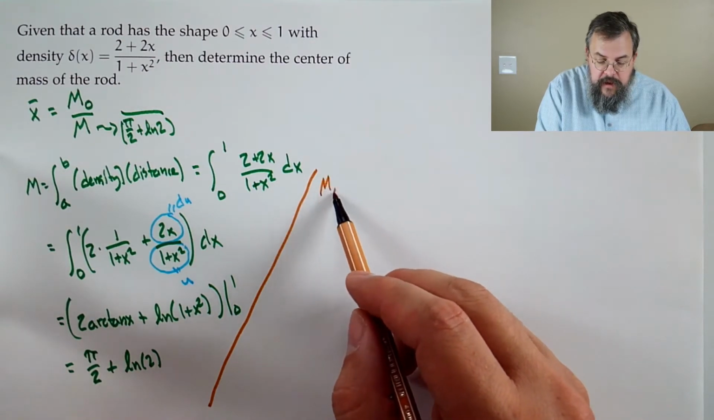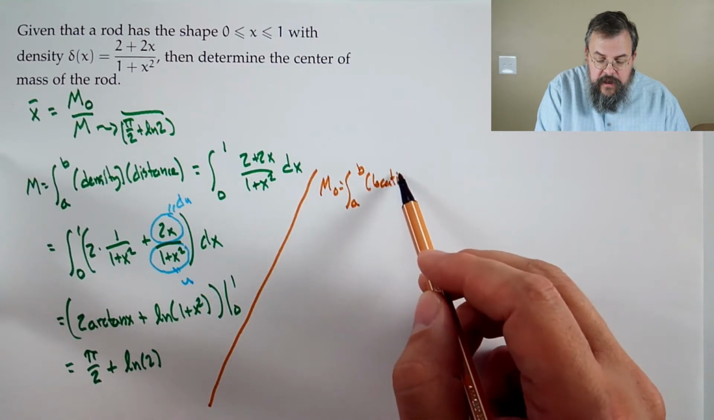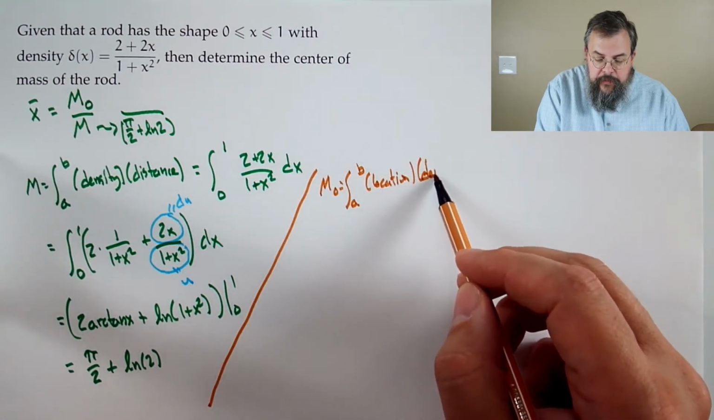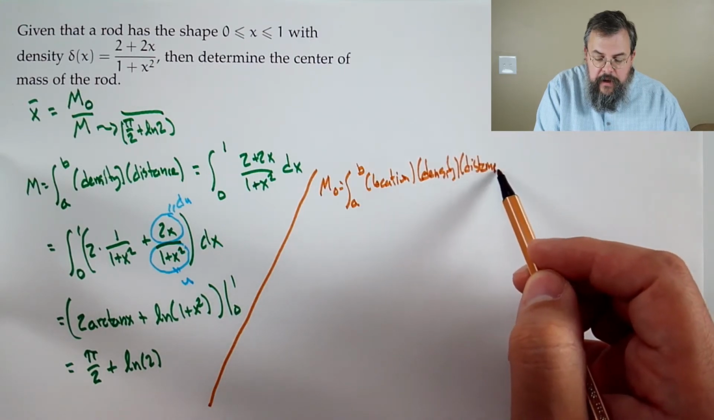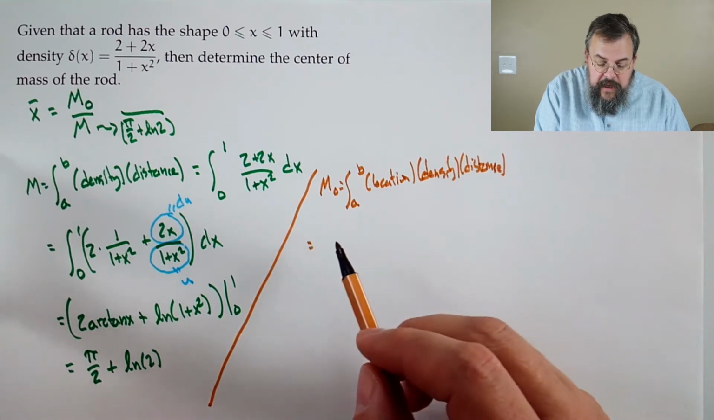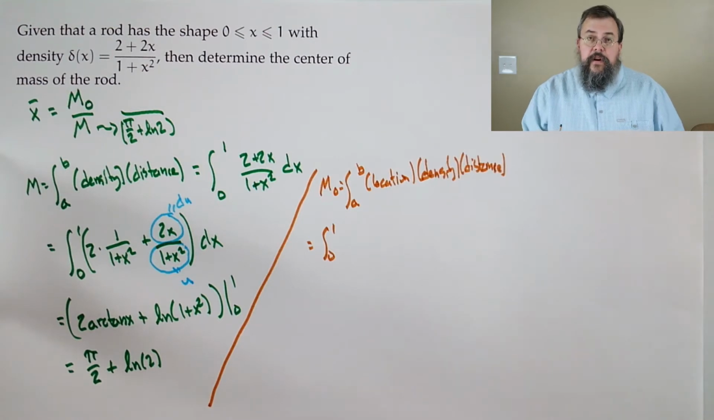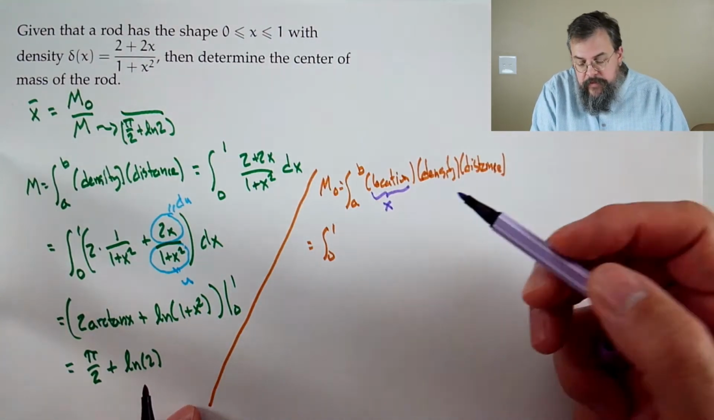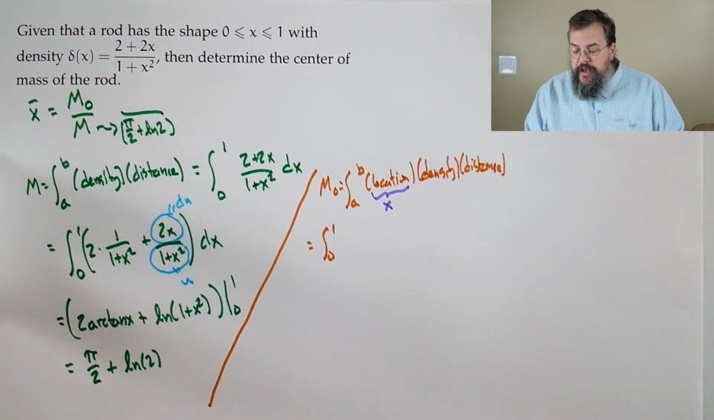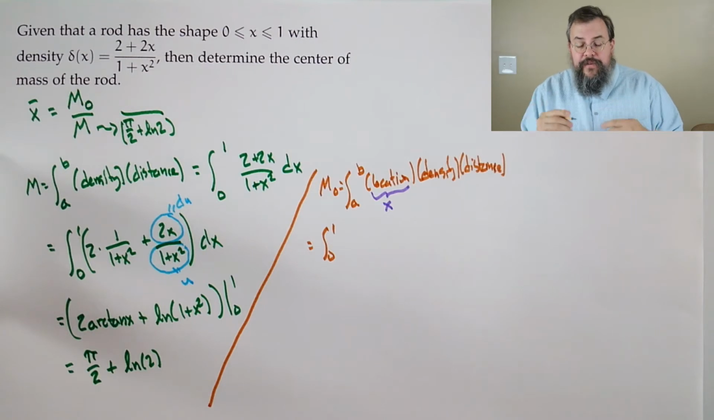So our moment is going to have adding up from a to b, location, density, and distance, where location is the only part that really changes. As long as we understand what that is, then the rest of it is very simple to adapt, because it's good to be adaptable. So the location is x. What ends up happening is it's essentially the same integral we had before, but now there's an extra factor of x upstairs.